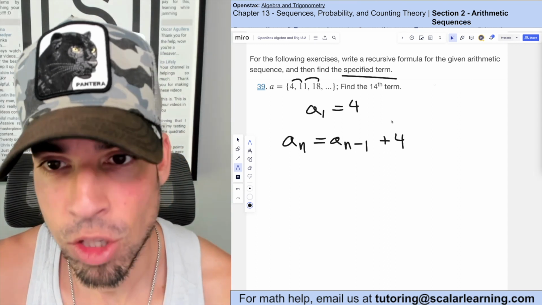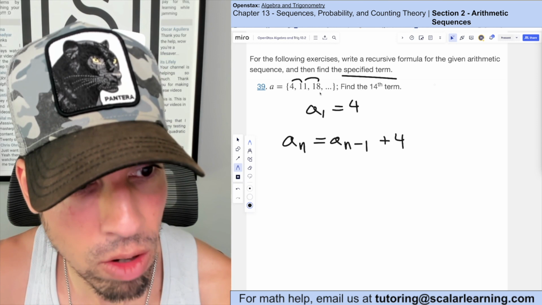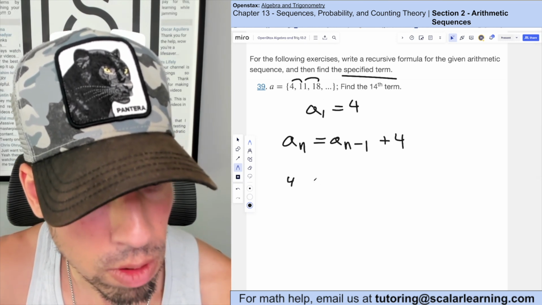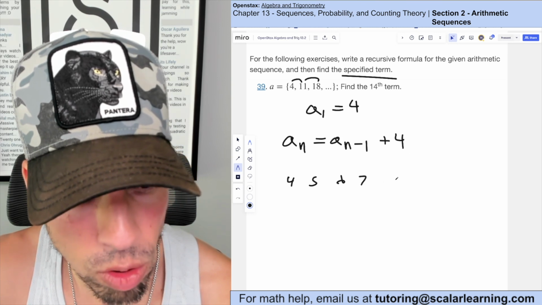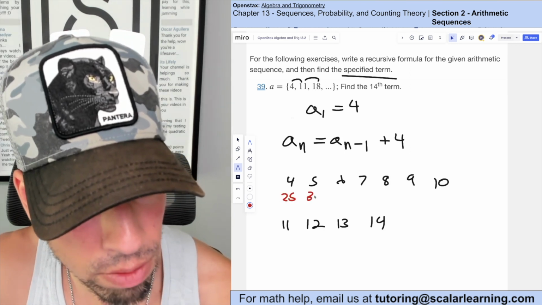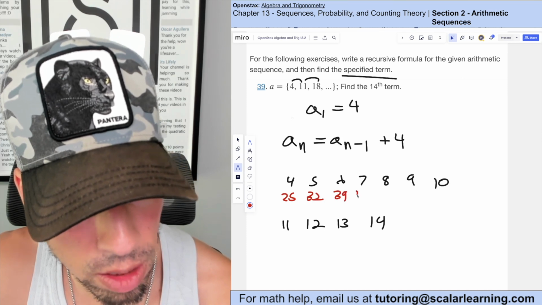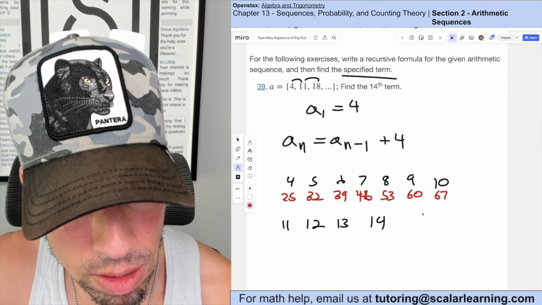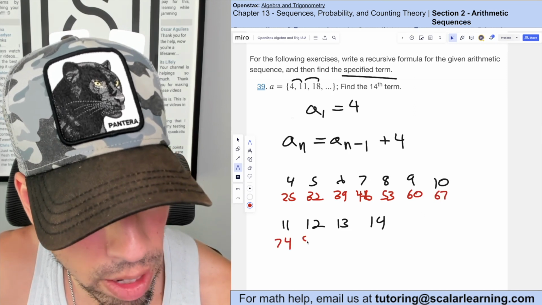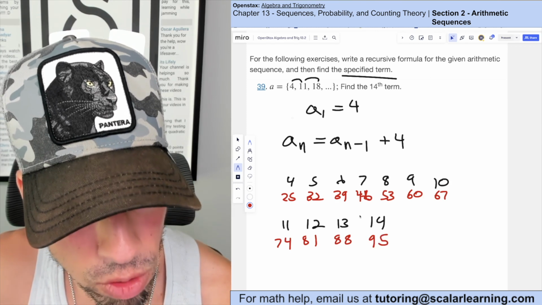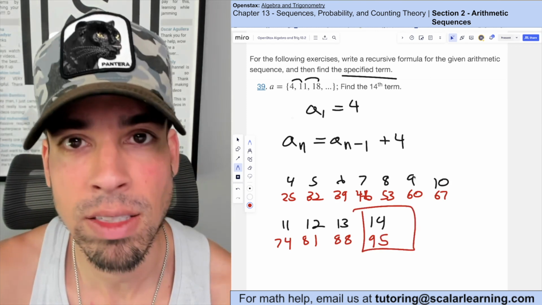Of course, this would be easier with the explicit formula, but let's play it out and we'll find the 14th term. So we got 1, 2, 3. I'll write it out. 4, 5, 6, 7, all the way through 14. So adding by 7, it would be 25, 32, 39, 46, 53, 60, 67, 74, 81, 88, last but not least, 95. So that would be the 14th term. That's how you do it.